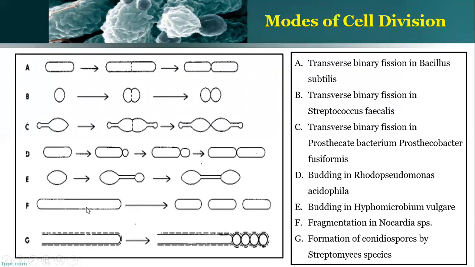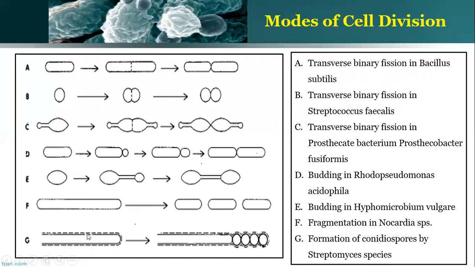And then fragmentation. Here the bacterial cell has been enlarged and different septa have formed in the bacterial cell, and each fragment will develop into an individual bacterial cell or daughter cell. This is the method of cell division in Nocardia, the fragmentation process in Nocardia species.